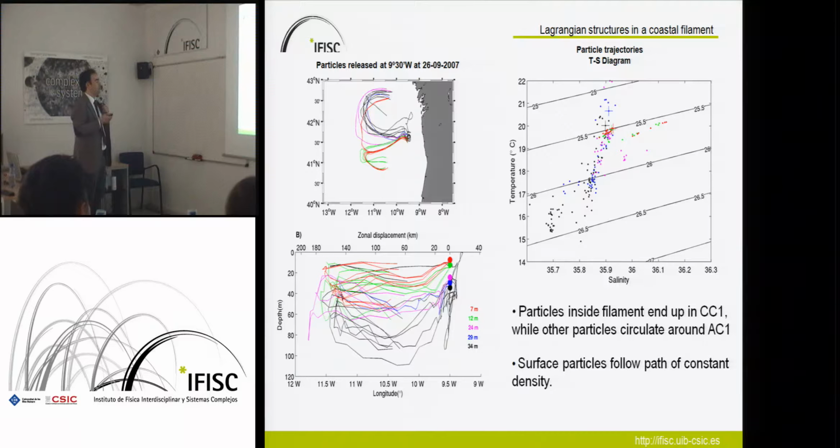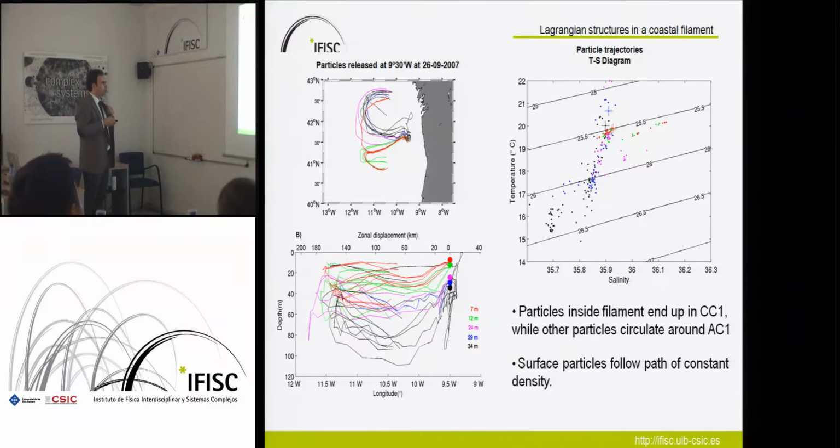So those were an Eulerian perspective of what was happening inside the filament. Here we took a Lagrangian perspective by releasing particles at several depths on the root of the filament and observing their evolution. We can see that the particles released at the depths of the filament move through the filament and end up south inside the cyclone, while the particles released at increasing depths do not follow the filament, and instead circulate north and enter the anticyclonic circulation.